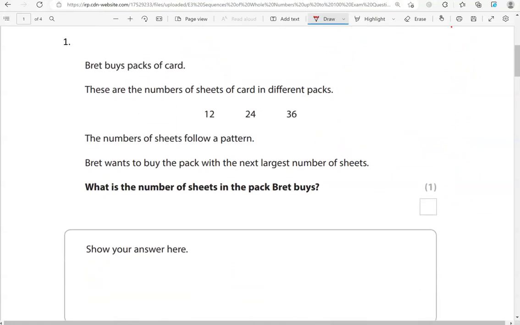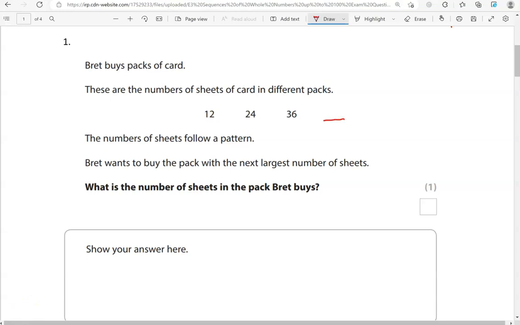Now we move into the calculator questions. Brad buys packs of card. These are the numbers of sheets of card in different packs: 12, 24, 36. The numbers of sheets follow a pattern. Brad wants to buy the pack with the next largest number of sheets. What is the number of sheets in the pack Brad buys? Show your answer here. So what this is asking is, what is that next number?